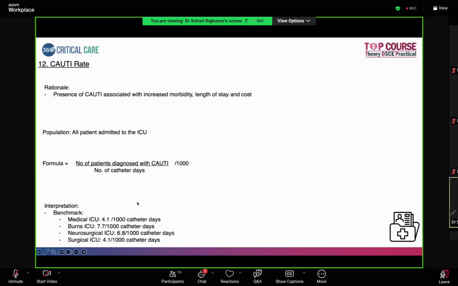So the only very concerning thing over here is in Burns ICU, usually the benchmark for CAUTI rates, they say, is high. It's around 7.7 compared to all the other ICUs. So VAP rates for a medical ICU it's 2.5. CRBSI rate for a medical ICU is 2 to 4. And CAUTI rates in a medical ICU is 4. So it all comes between 2 to 4. So at least in the exam, you can put it as a reference range so that in some way you will compensate for something.